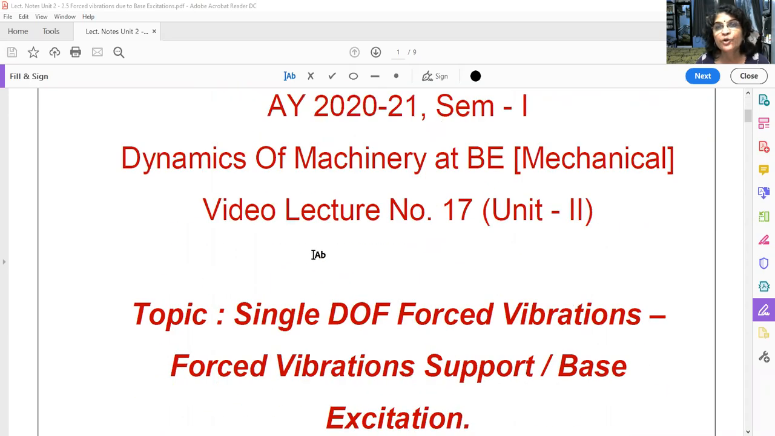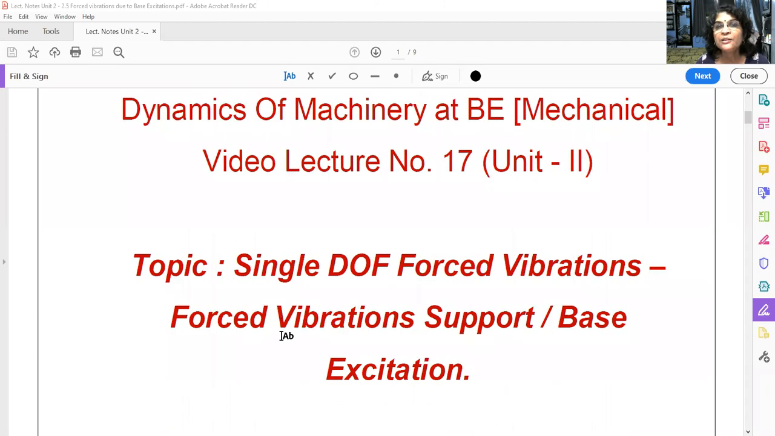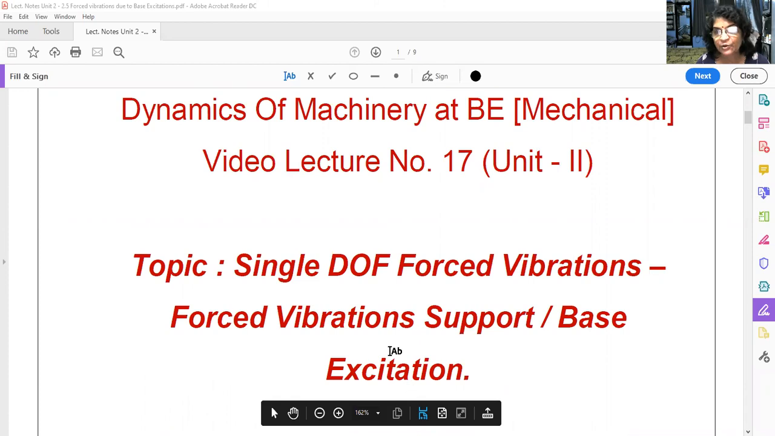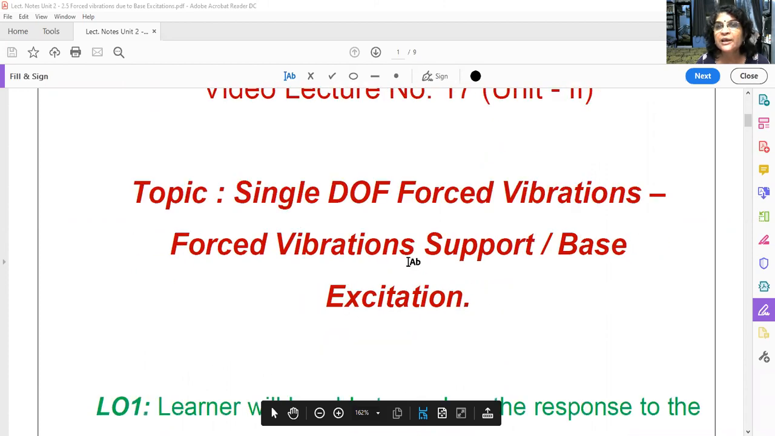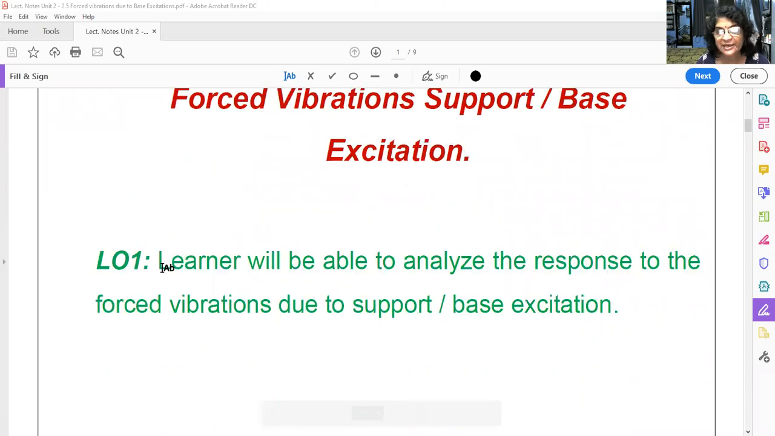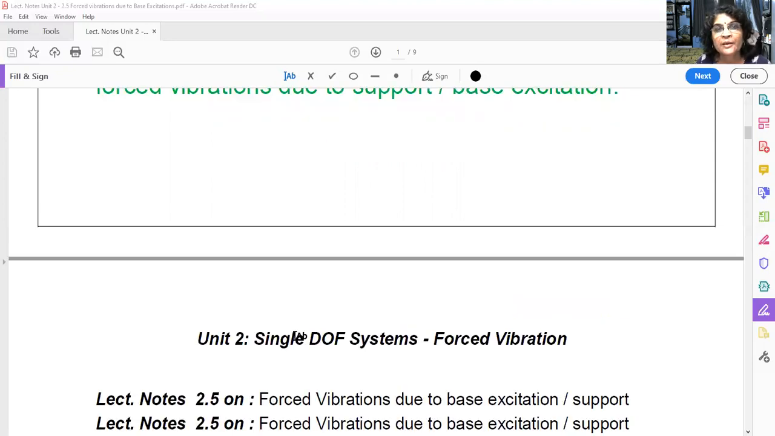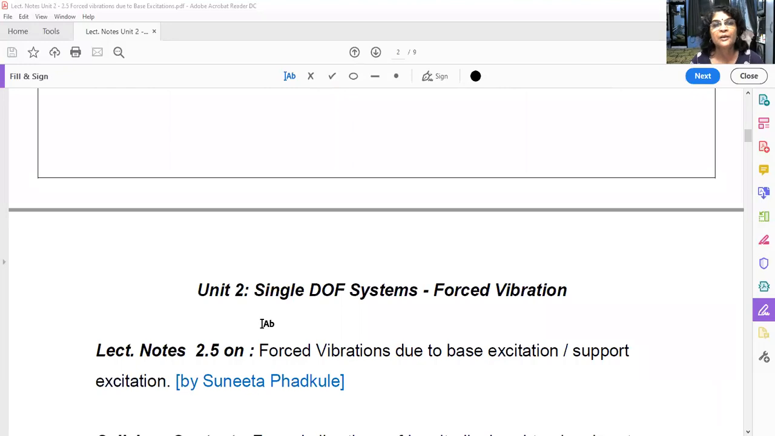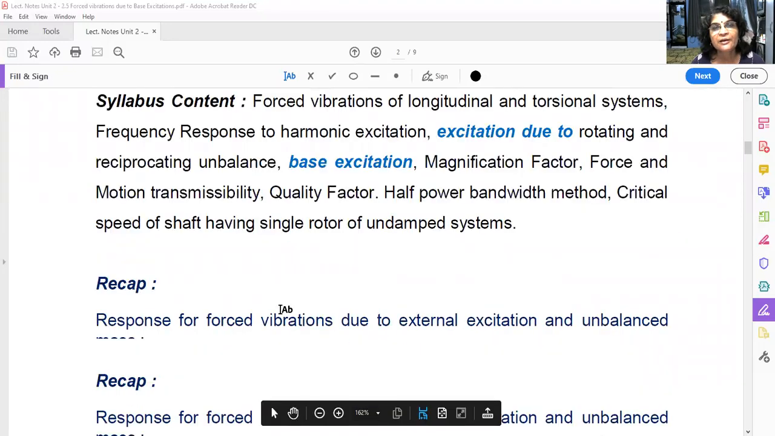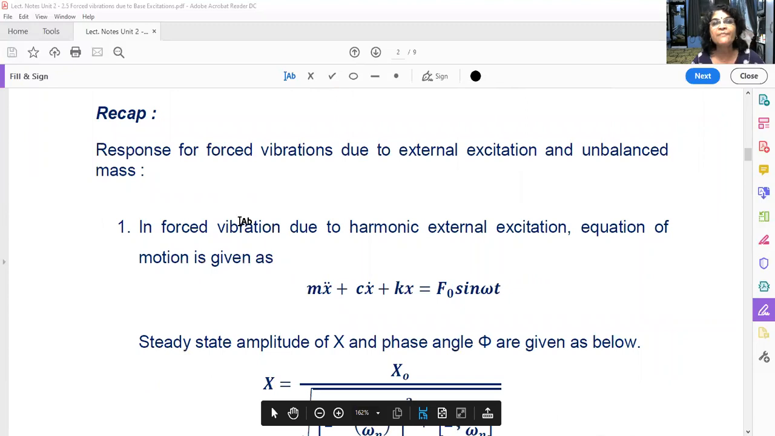Today we are going to learn forced vibration, support or base excitation. What is the response due to support or base excitation? The learning outcome will be that you will be able to analyze the response to the forced vibration due to support or base excitation. In the earlier lecture, this is the recap.